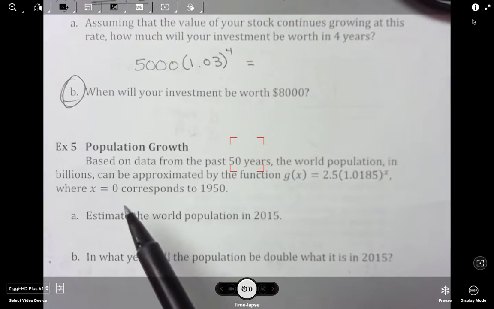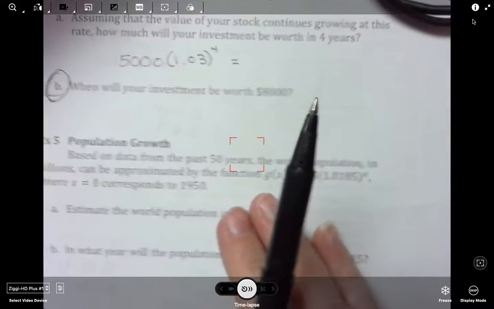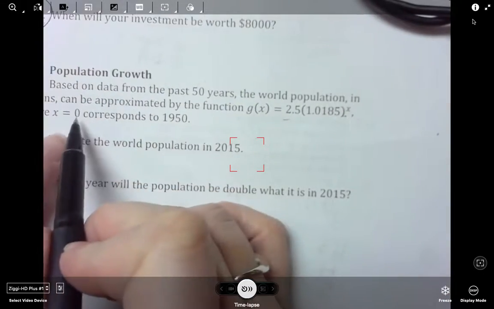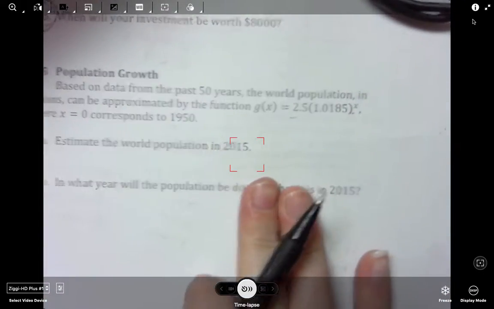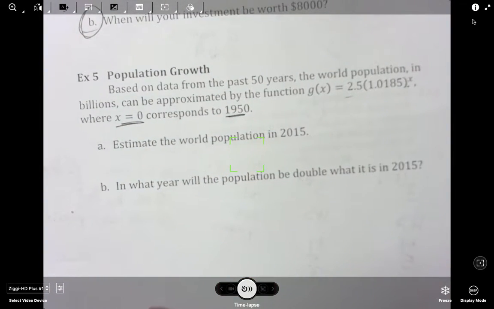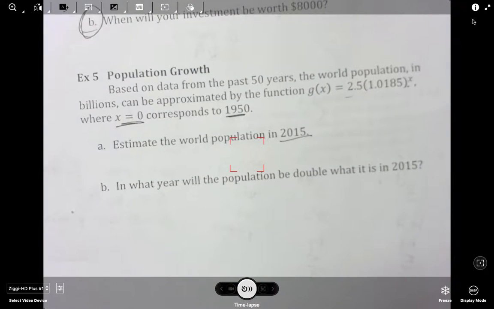All right. So example 5, based on the data from the past 50 years, the world population in billions can be approximated by this function, where x equals 0 corresponds to 1950. That's important. Make sure you take note of that anytime they do that. 1950 is year 0. They want to know what the population is in 2015.